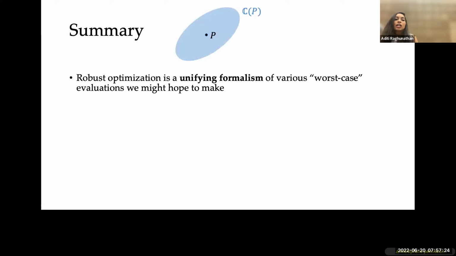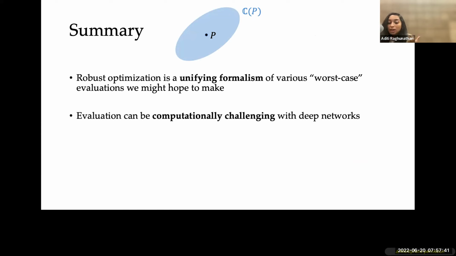So to summarize, robust optimization is a really nice unifying formalism that captures the worst-case evaluations we might hope for in practice, because as we saw in many real-world settings, we never know the exact distribution we care about. And so it makes sense that we want to think about the worst case. This is great, but we have challenges. One is that evaluation itself can be challenging computationally with the kind of models that we have today. As we saw in the case of adversarial examples, you could have this cat and mouse game. So evaluation is tricky, though we could hope to get some guarantees.